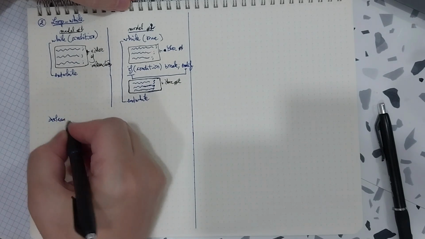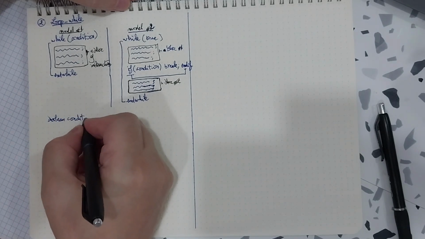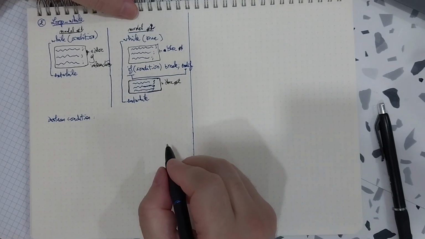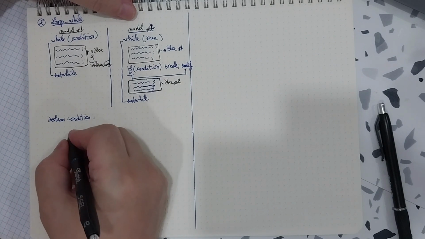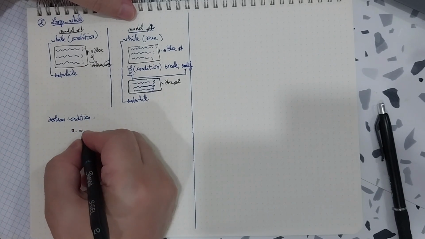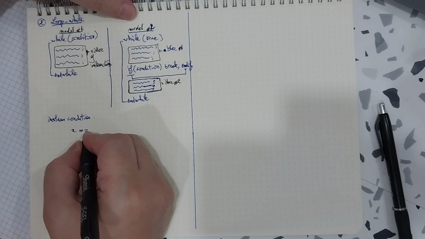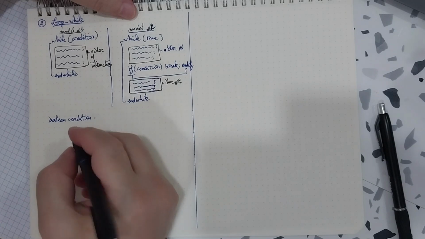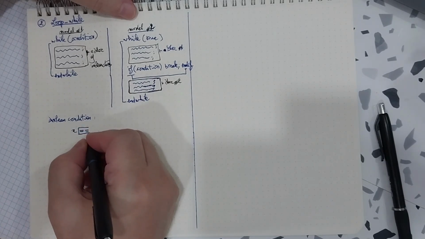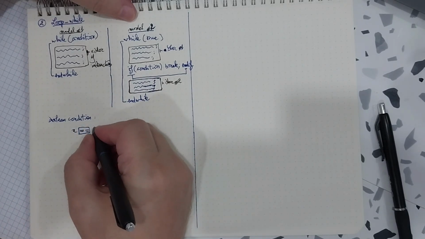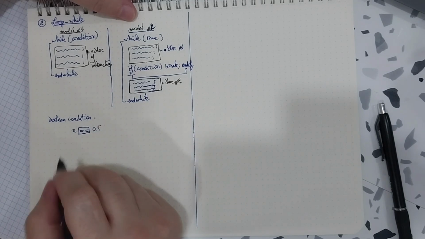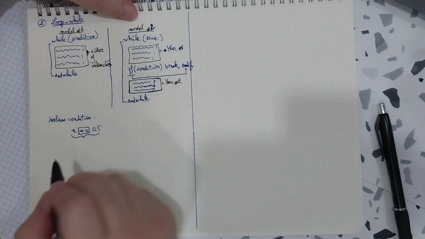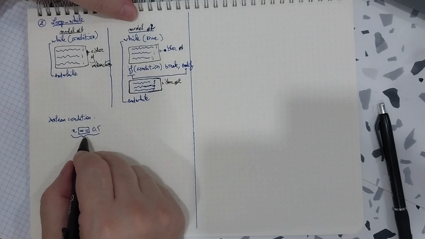Boolean condition. The Boolean condition is actually a comparison. You compare, you say, for example, x, is it equal? We use here 2 equals. When it's only 1 equal, it's an assignment. But when we use 2 equals, it's a comparison. Is x equal to 0.5? It is either true or false. This is the Boolean condition, an example of a Boolean condition.